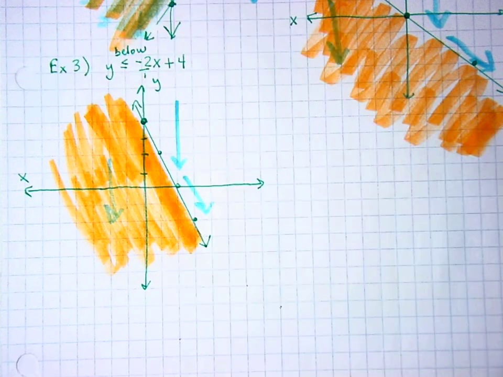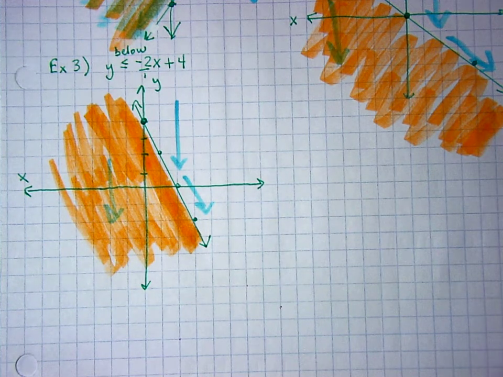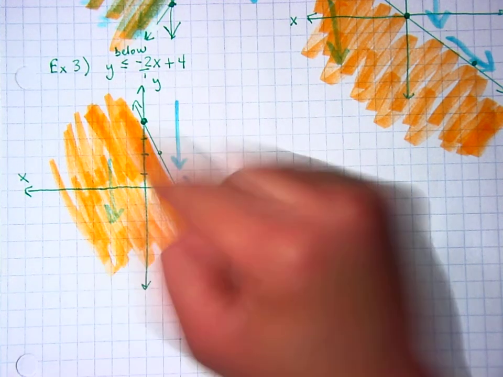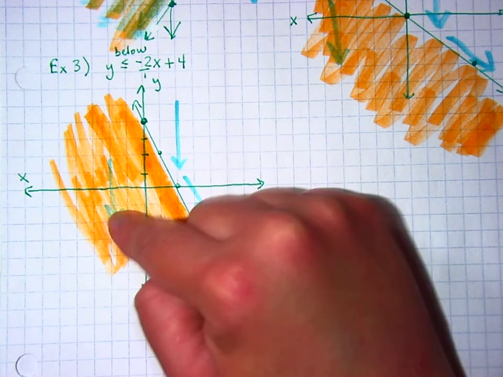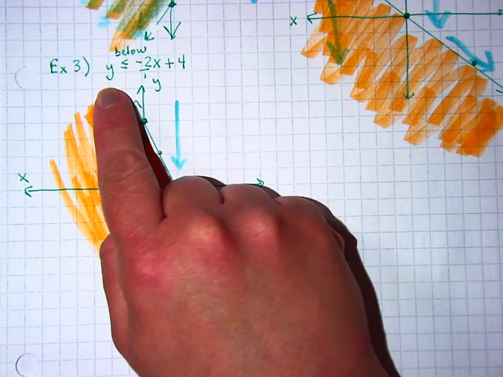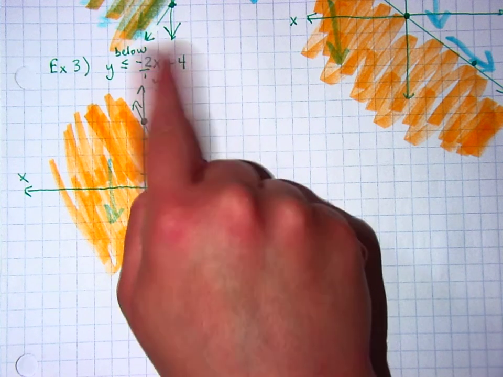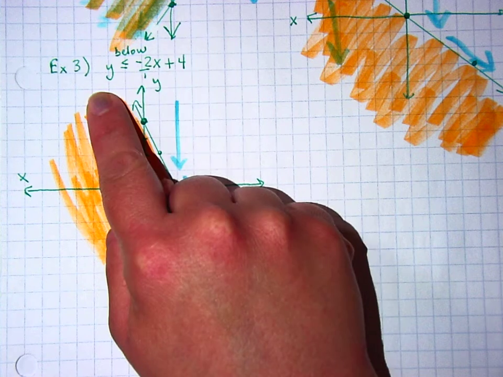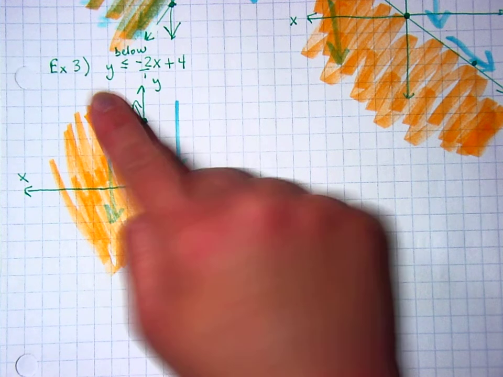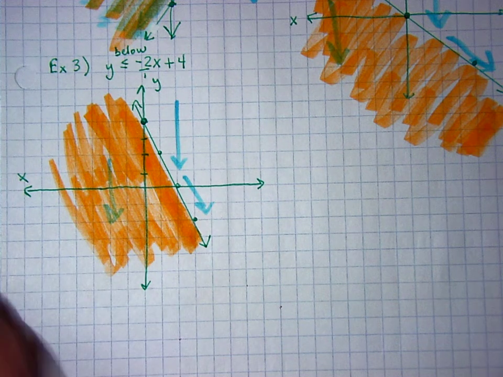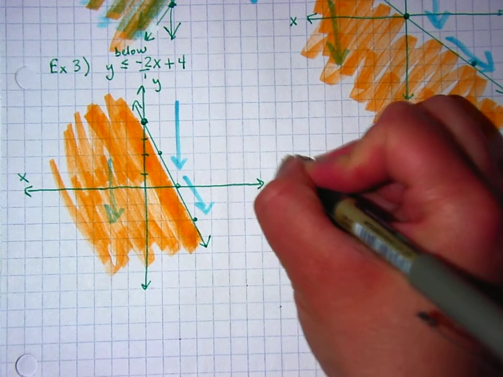Alternatively, if you want to do it a different way, you can always plug in a point and see if it works, and if it's true, that's where you shade, and if it's false, that's where you don't shade. So for example, here if I plugged in 0, 0, which is in this orange spot, which I already know to be true, it would be negative 2 times 0 plus 4, which is just 4. So on the left side it would be 0 is less than or equal to 4, which is true, so we would shade on the left. But I don't know, I like the water thing better, but that's just me.